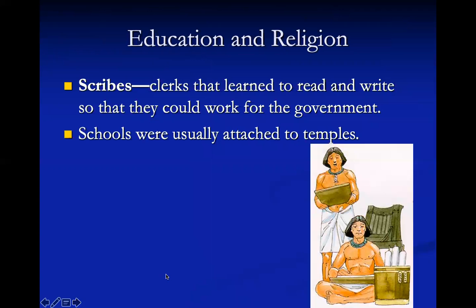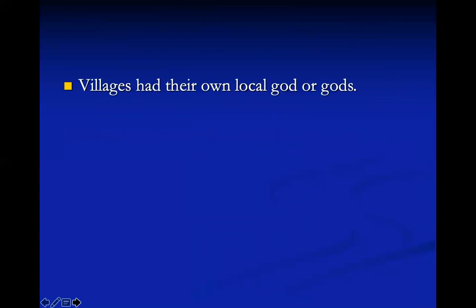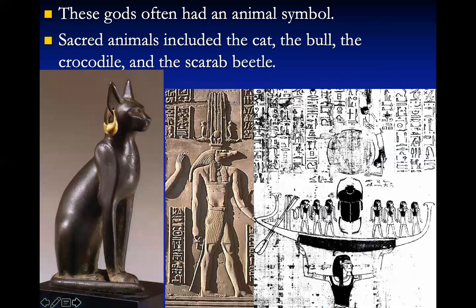All right, so education. Scribes were clerks who learned to read and write so they could work for the government. Schools were attached to temples. Villages had their own local god or gods. These gods often had animal symbols. Sacred animals included the cat, the bull, the crocodile, the scarab beetle.